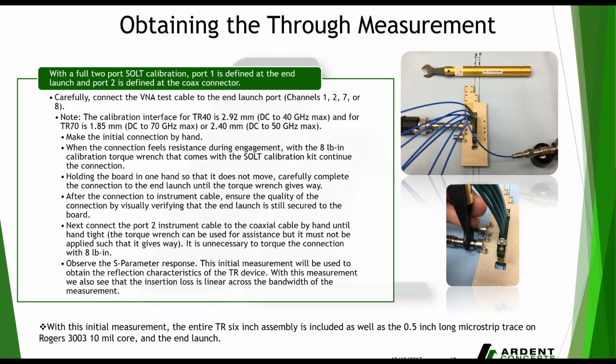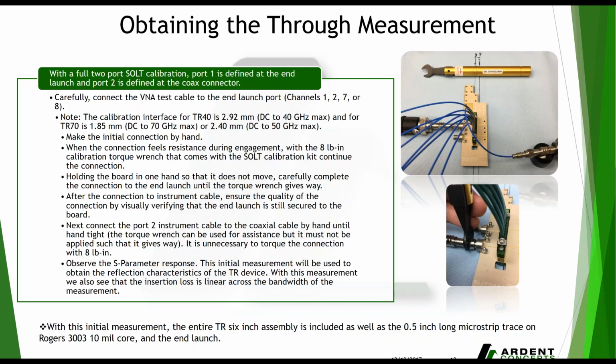So next, you're just going to connect the port 2 instrument cable to the coaxial cable of the TR device itself. This does not need the torque wrench. It's just necessary to get a nice hand tight on there, but we do not ask you, if you feel it's unnecessary, to torque the connection to the 8 pounds per inch.